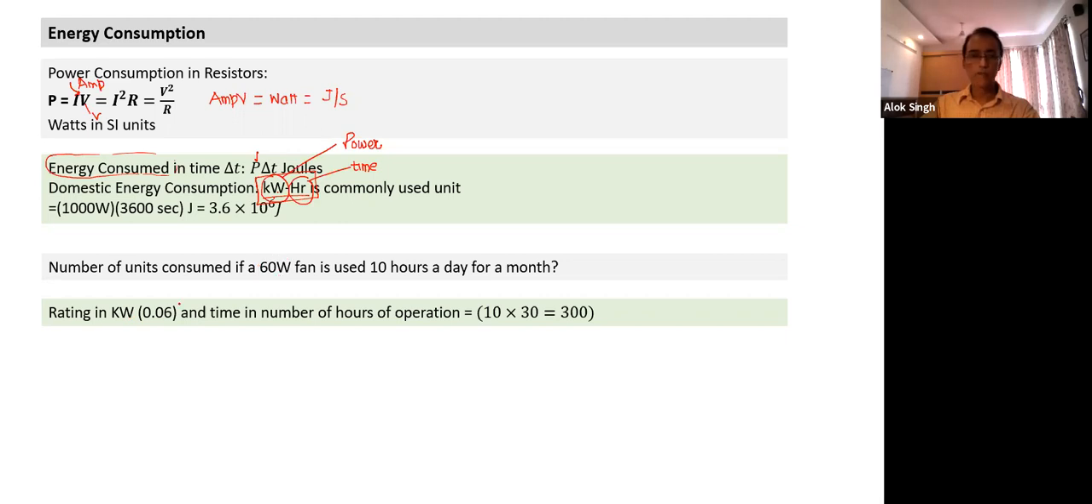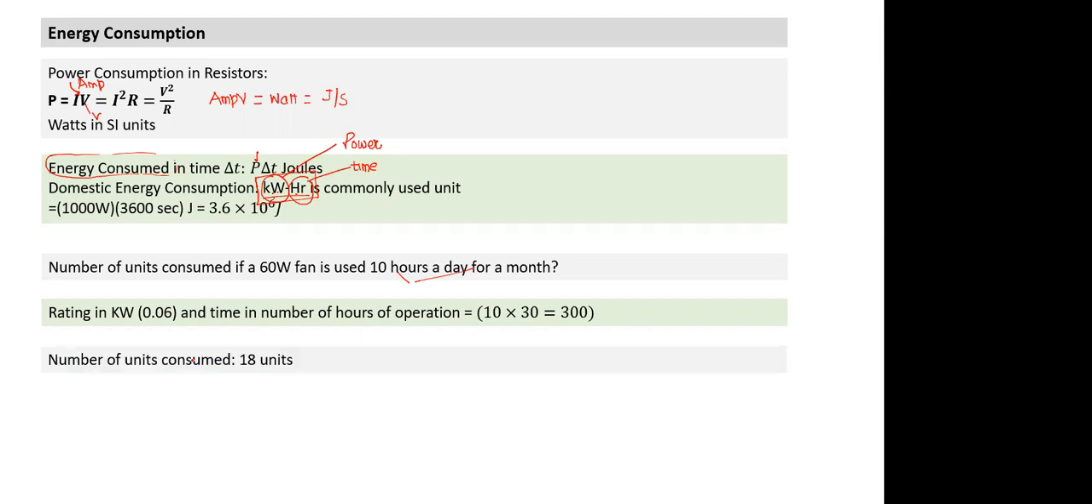So what is the power rating in kilowatts? I divide by 1000, so this is equal to 0.06 kilowatts. And time is the number of hours of operation. What is the number of hours of operation? Because you understand that power is in kilowatts and time is in hours. 10 hours a day for a month. So what is the total number of hours of operation? 10 into 30, that is 300. So what is the consumption of energy in terms of units, kilowatt hour? 18. The number of units consumed is 18.